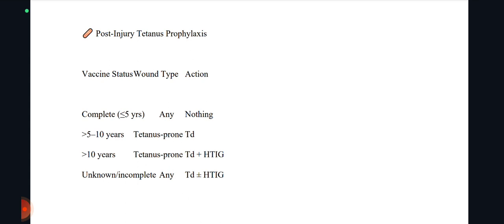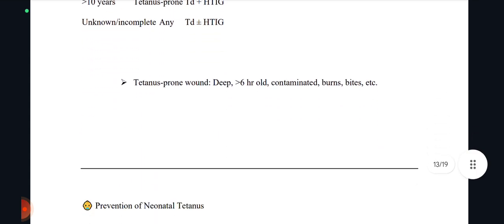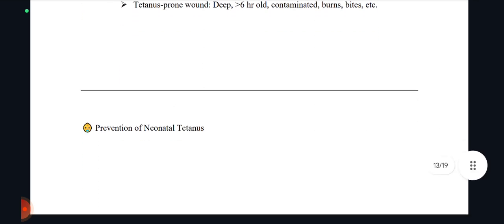And if there is unknown or incomplete vaccine status, we do not know about it, then for any type of wound we have to give TD plus HTIG. Tetanus prone wound is a deep, more than 6-hour-old contaminated wound with burns, bites, etc.